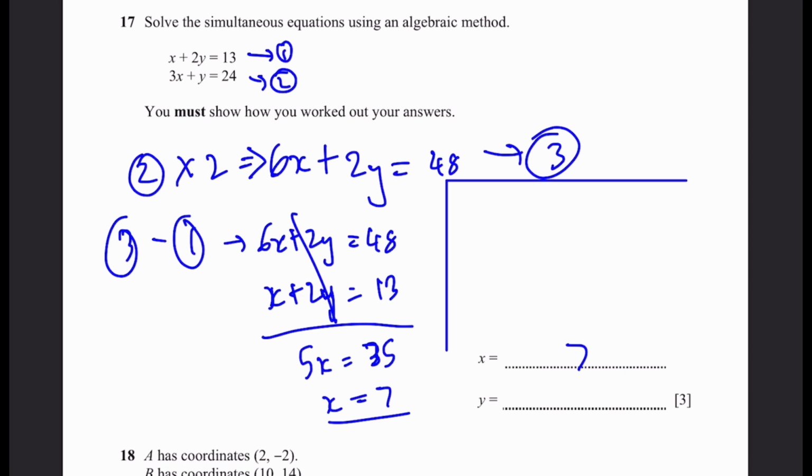Substituting x is equal to 7 into equation 1, we get 7 plus 2y equals 13. 2y equals 13 minus 7, which is 6. y is equal to 6 by 2, which is 3. That's the answer. Question 18.